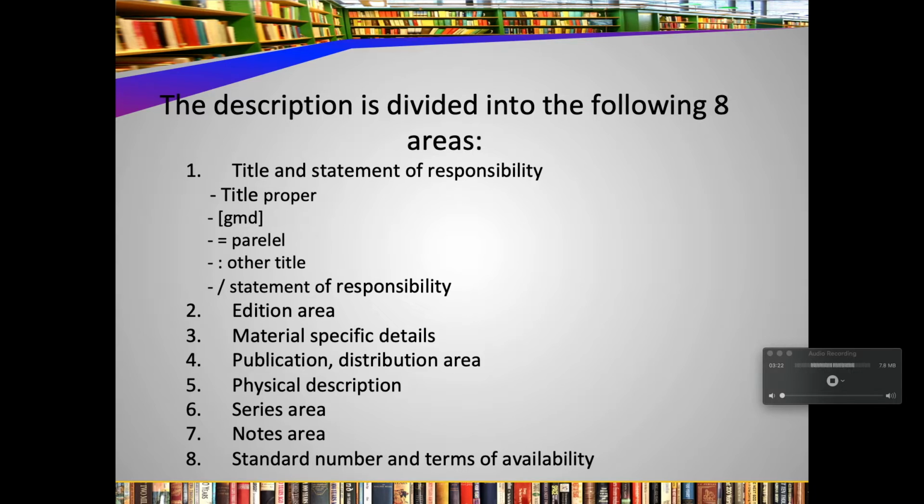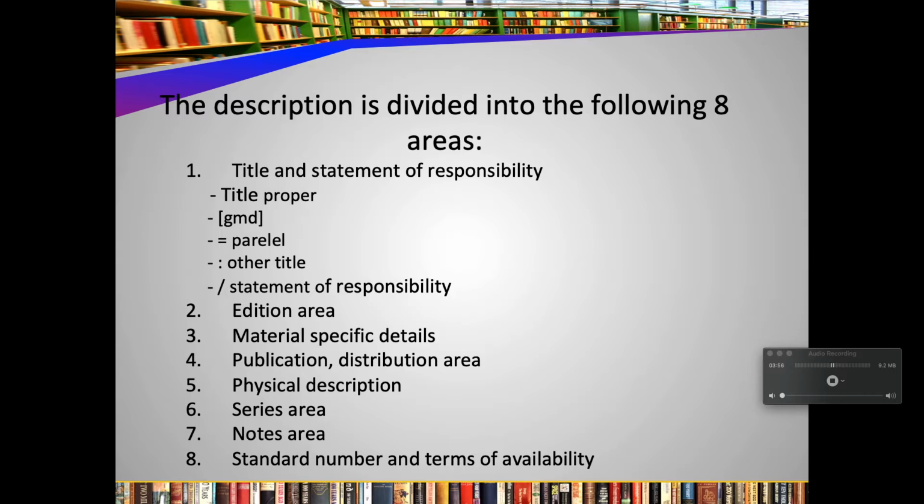Next, series area. The title of any series of which the information package is part. And not all publications have series, so you need to verify first before using this description. Number 7, notes area. Added information that you want to describe and provide about the information package.